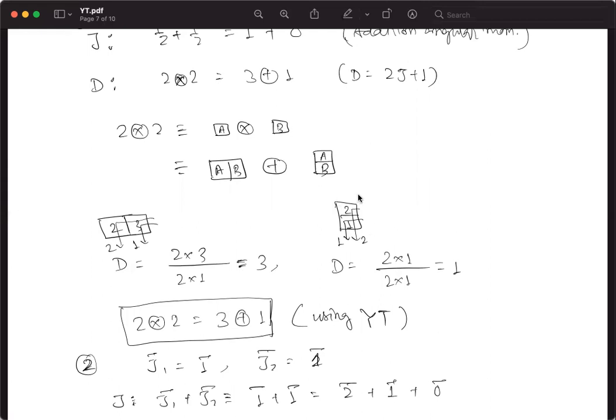And now we have this vertical diagram here. So you can put number 2 here, you reduce by 1 unit, so you get 1 here. So 2 cross 1 is the numerator.